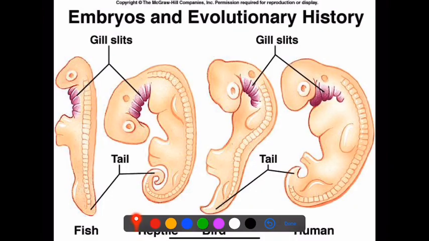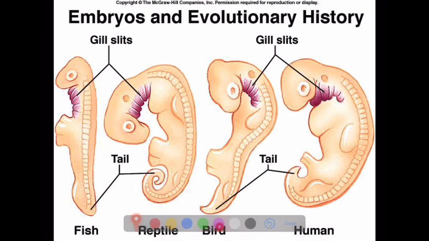So when we look at embryos of different species, this is a fish, this is a reptile, this is a bird, and this is the human being. Okay, so there you can see human beings have a tail, birds have a tail, reptiles have a tail, fish have a tail. All of us have these gill slits over here. In us, our gill slits become our vocal cords. In fish, those gill slits become gills. So the function of each of these is slightly different, but we all have the same structure.